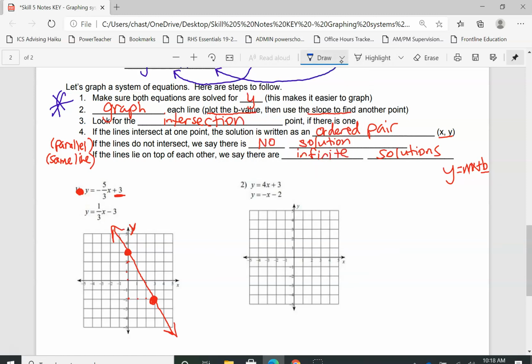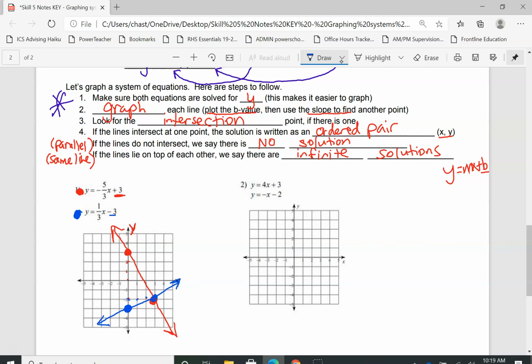All right, so now I am going to look at this next one. Y equals 1/3 x minus 3. So I'm going to go down to minus 3 on the y-axis. And my slope is 1/3. It's positive, so I'm going to go up 1 and then over 3. Okay.